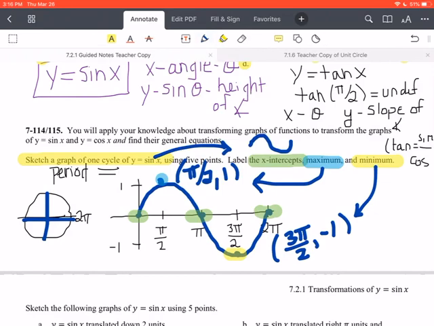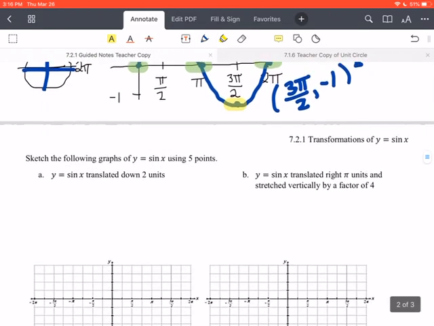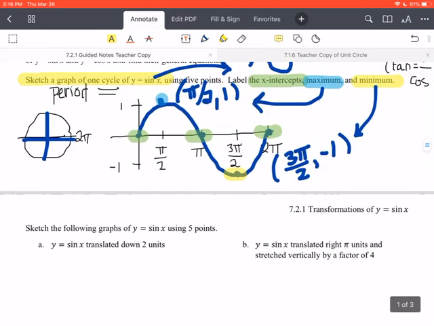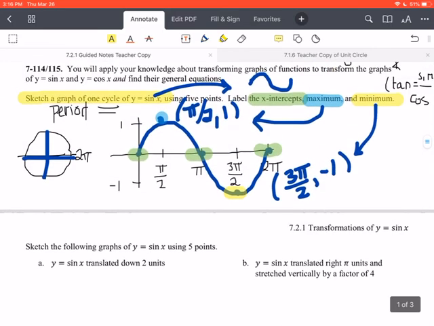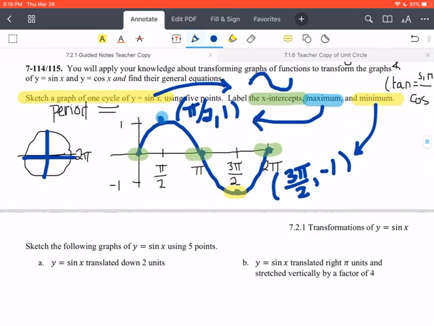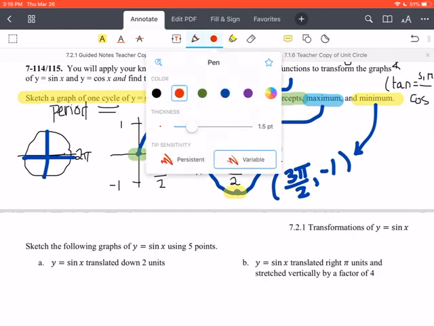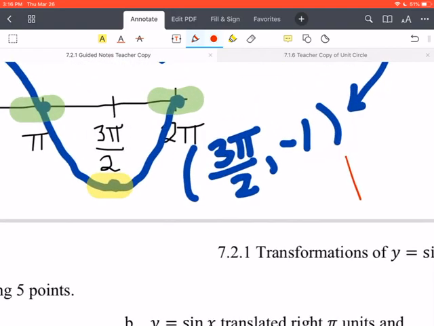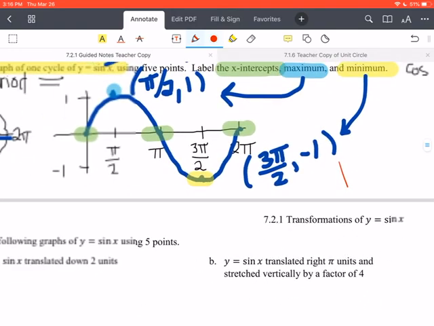Okay, so from here then, we are going to now transform this parent graph. If you want to make a note that this is indeed the parent function that we are going to be working off of quite a bit. Parent function.